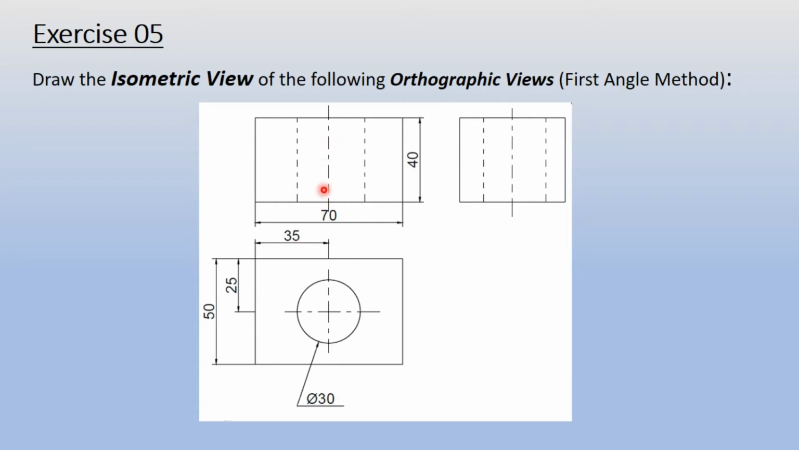But here, as you can see, there is a hole which is visible from the top. I just need to place a hole above this block, and these hidden lines will appear in the orthographic views only. But in isometric views, we will not draw these hidden lines. So we will see how to imagine this.